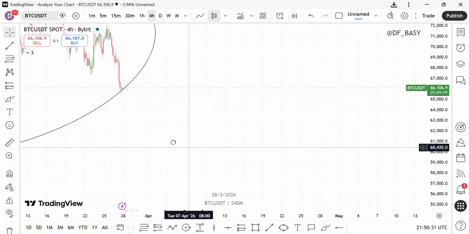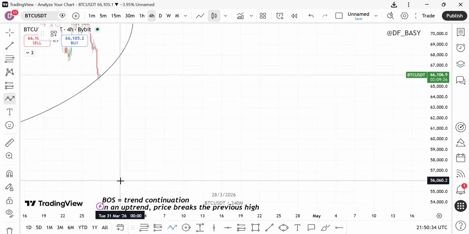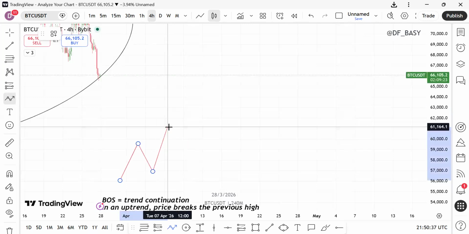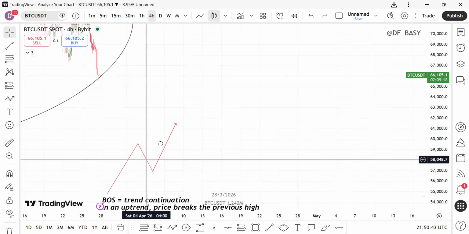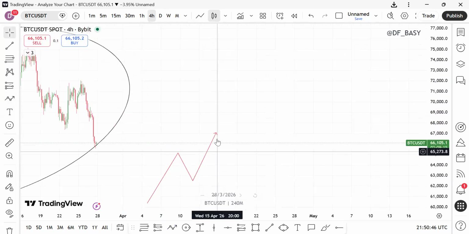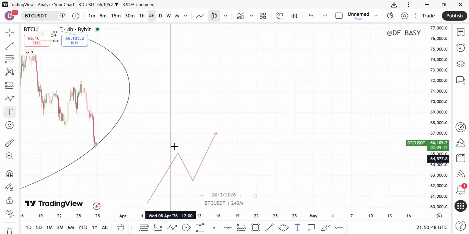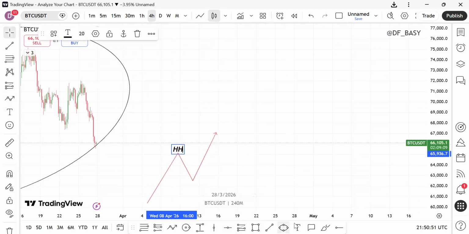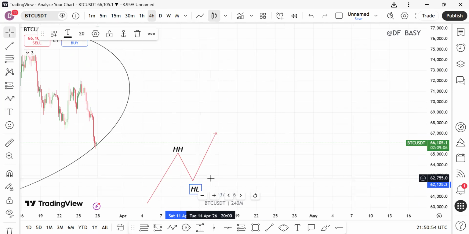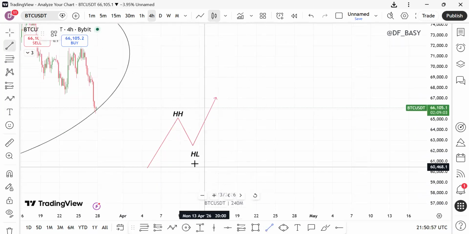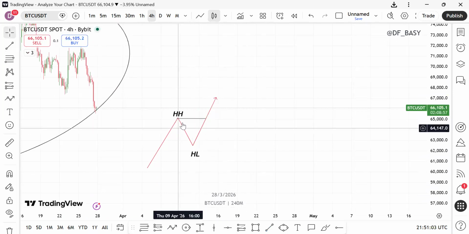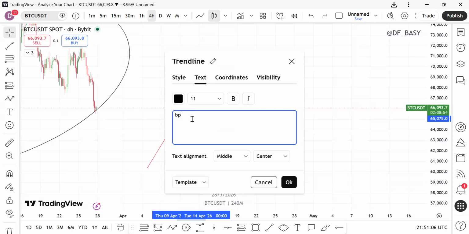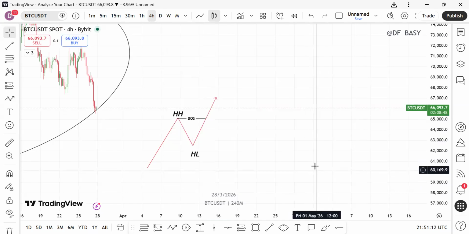So once you can identify the structure, you understand that in an uptrend, the market is breaking structure to the upside, right? This is our higher high, and this is our higher low. So the market is going to break this higher high, following the trend, break it completely. Then you have a BOS here, and a BOS there, breaking structure to the upside.